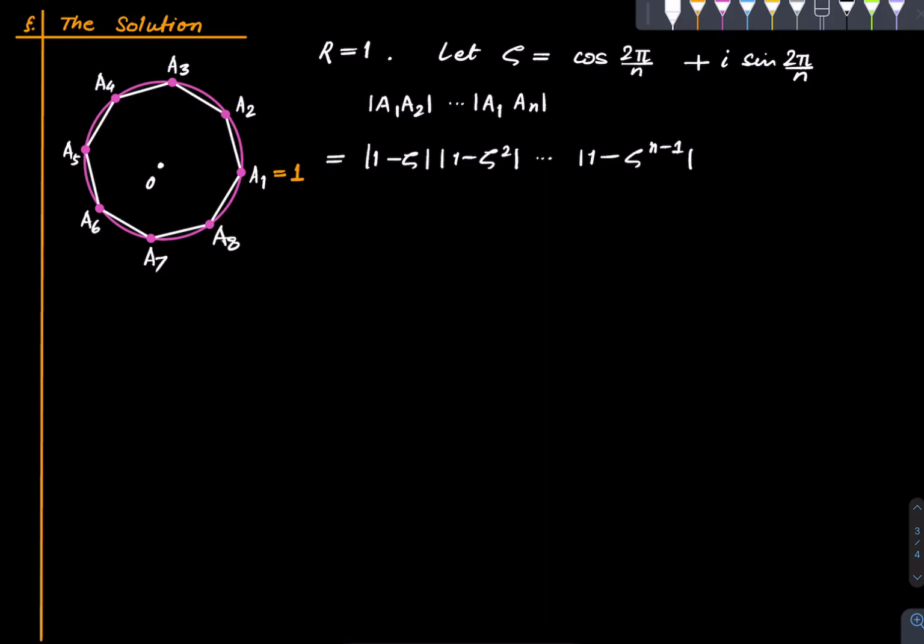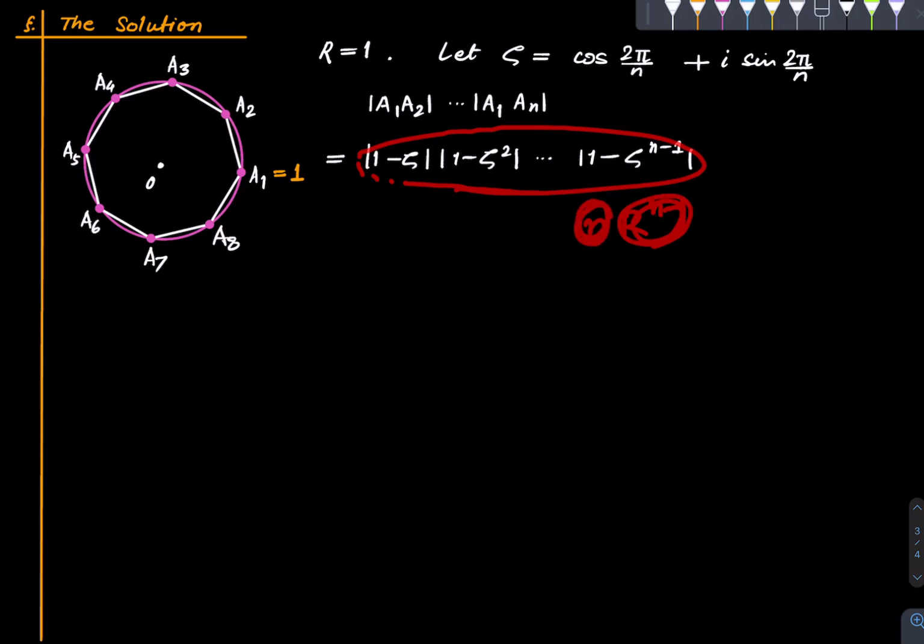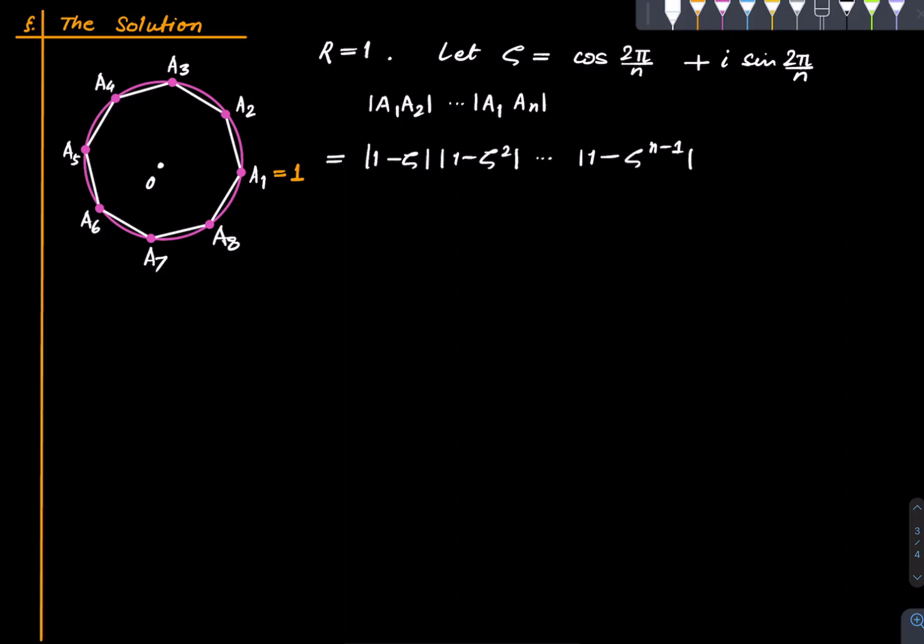So this is the quantity which we want to show is equal to n times r to the n minus 1, but r is equal to 1, so we just want to show that this thing is equal to n. So that is our goal. But what is this? This is equal to 1 minus zeta, 1 minus zeta square, dot dot dot, 1 minus zeta to the power n minus 1.